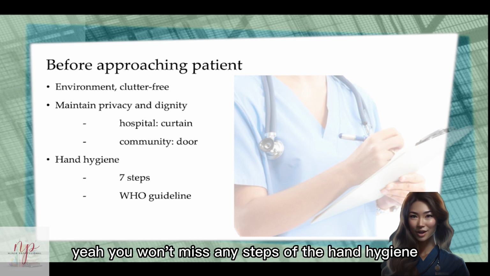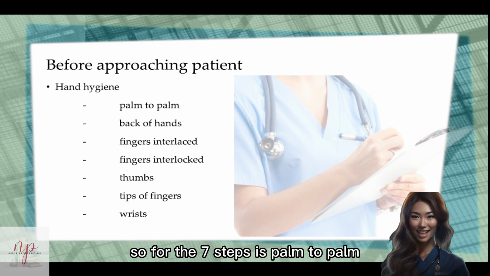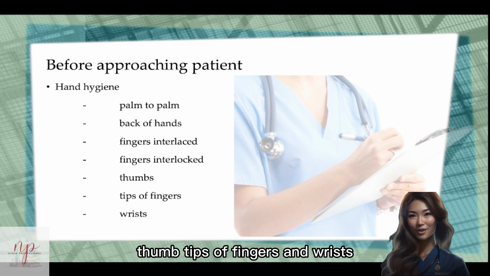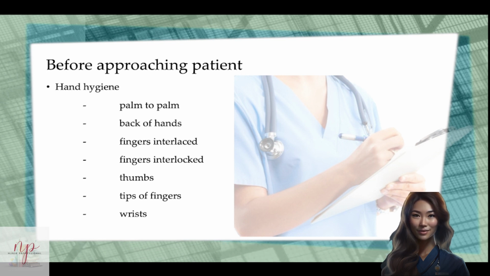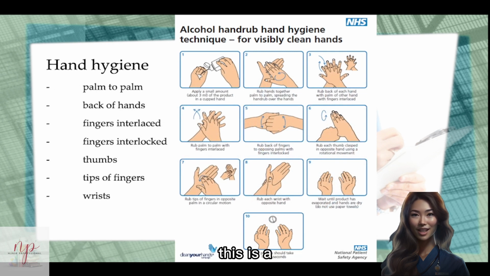Yeah, you won't miss any steps of the hand hygiene. So the 7 steps are palm to palm, back of hands, fingers interlaced, fingers interlocked, thumb, tips of fingers, and wrist. Actually there are a lot of posters, like this one, released by the NHS.